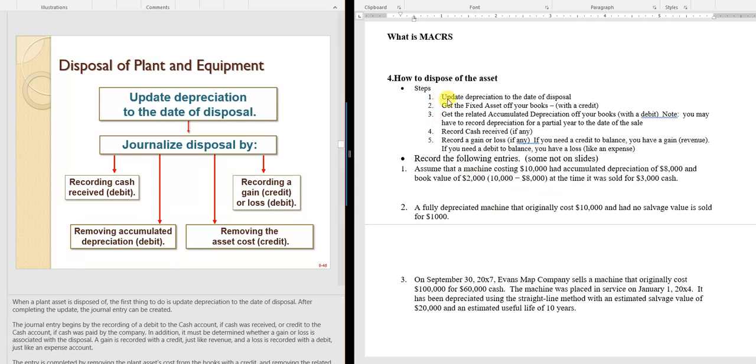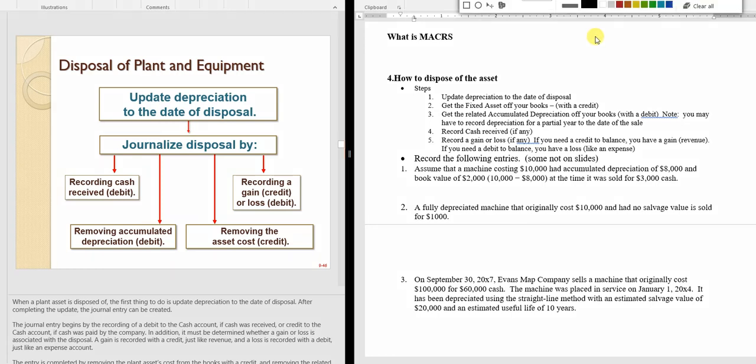So the steps of getting rid of an asset, and they don't have this in here, but yeah, they do there. First, I update depreciation to the date of disposal. So remember, if you have the half-year convention, I take a half year in the first year and a half year in the last year.